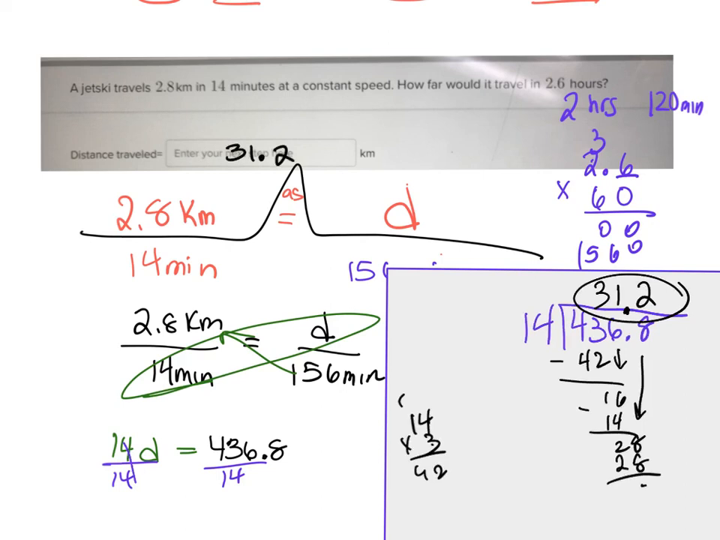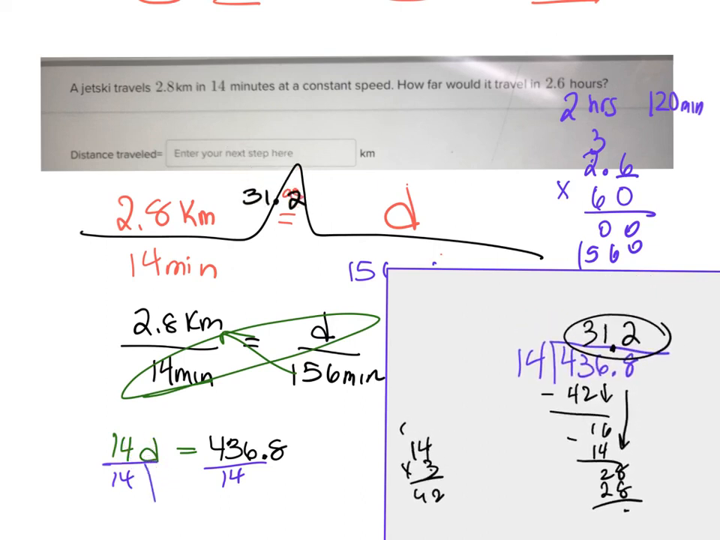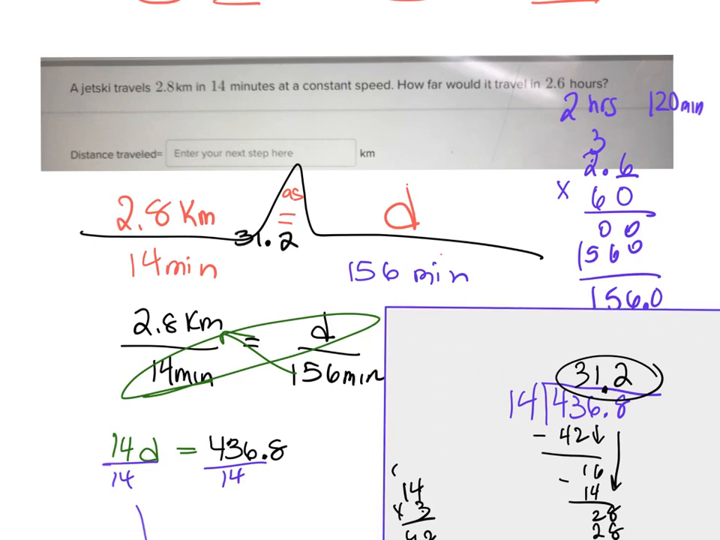So, just so you guys understand, you're not going to have this much of the crazy stuff where you have to first change the hours into minutes. But at this point in your lives, you should be comfortable understanding that 2.6 hours is not the same as minutes. So to change it to minutes, you multiply it by 60.